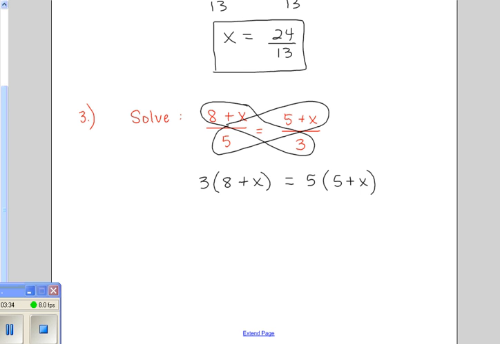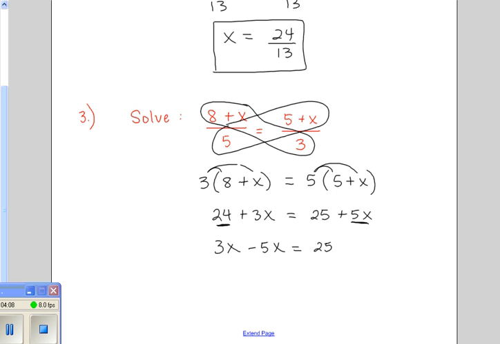So now this looks just like equations that we've seen before. Distribute the 3, that would give me 24 plus 3x equals, distribute the 5, that would give me 25 plus 5x. I need all the variables to be on one side. So I have a 3x. If I want to bring the 5x over, I have to subtract it. So that would be a negative 5x. We already have a 25 on the right side of the equal sign.